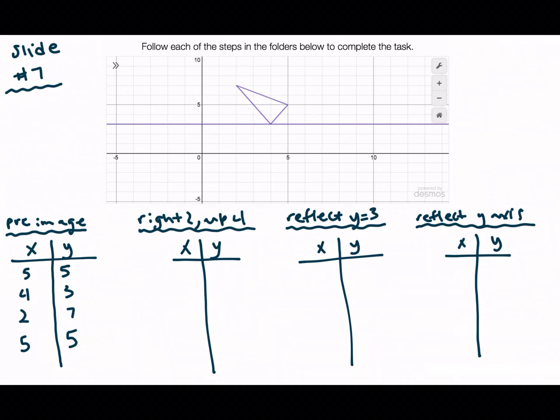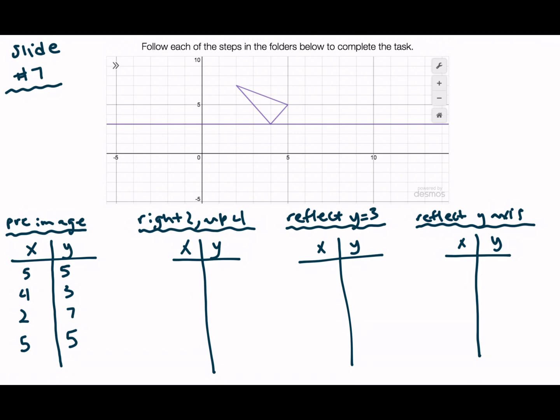Guys, one of the common questions from today's lesson is slide number 7 on the Desmos activity. So what I'm going to do is walk you through the 3 different transformations. It gives you a triangle to start with, and it gives you the coordinates for the triangle. I have those labeled over here as our pre-image.